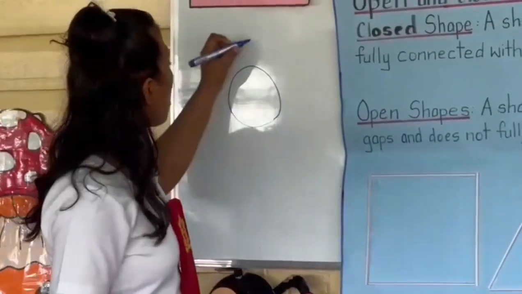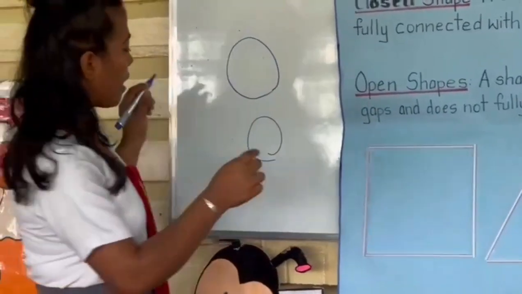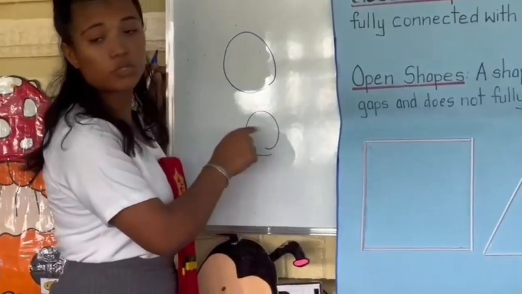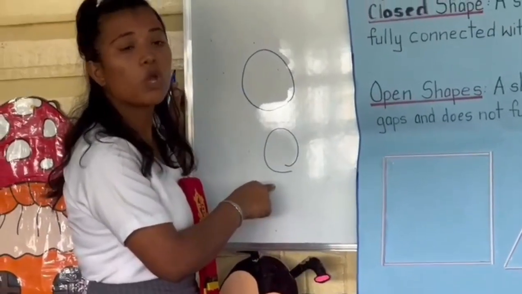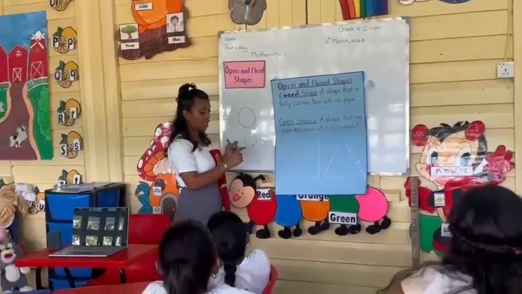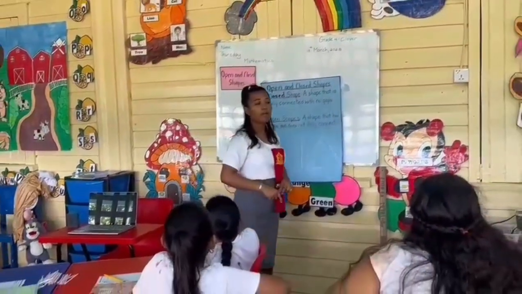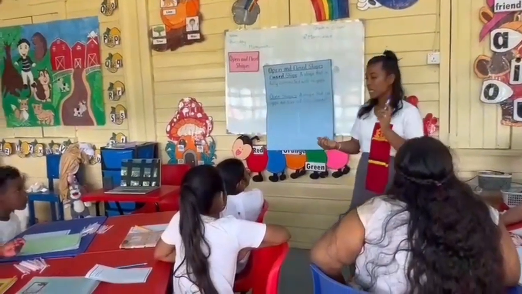But if you draw a circle like that, remember the circle didn't end at the same point that you started at. So therefore it is an open shape. Understand? Any other question? Now remember, there are various types of shapes, right? For example, what?